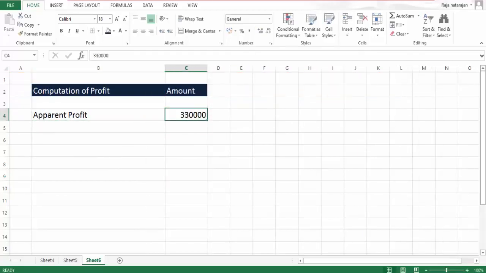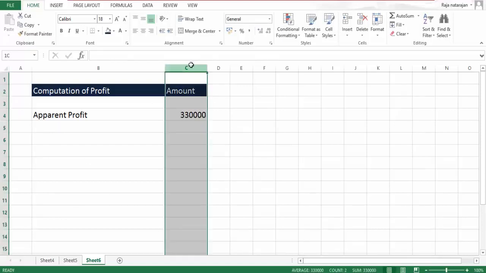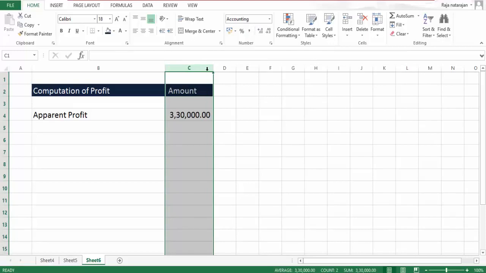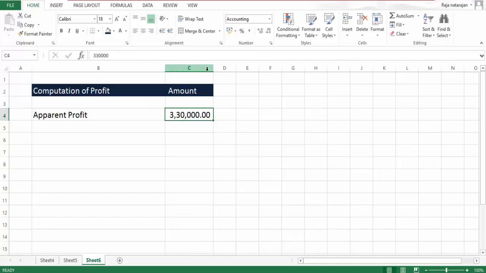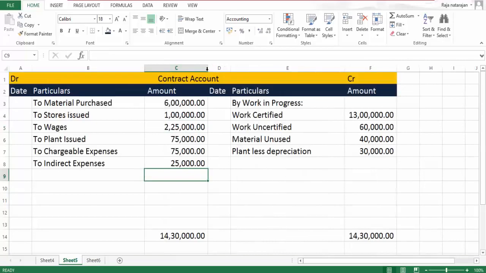Now this 3,30,000 is the apparent profit, but this cannot be completely recognized in the profit and loss account. Why? Because the work is not fully completed. So what is the proportion of work that got completed? How do we find it?